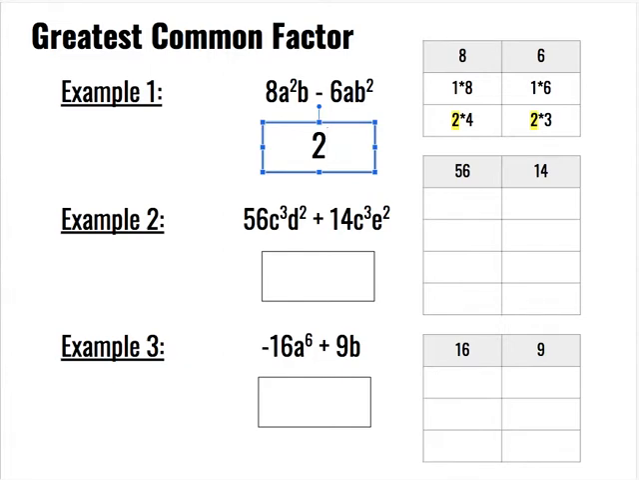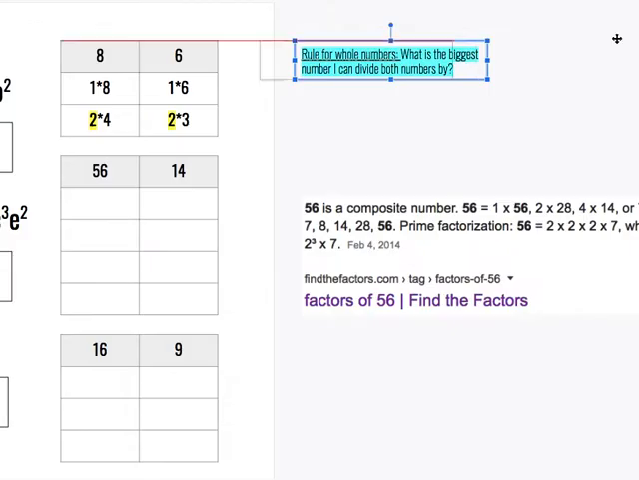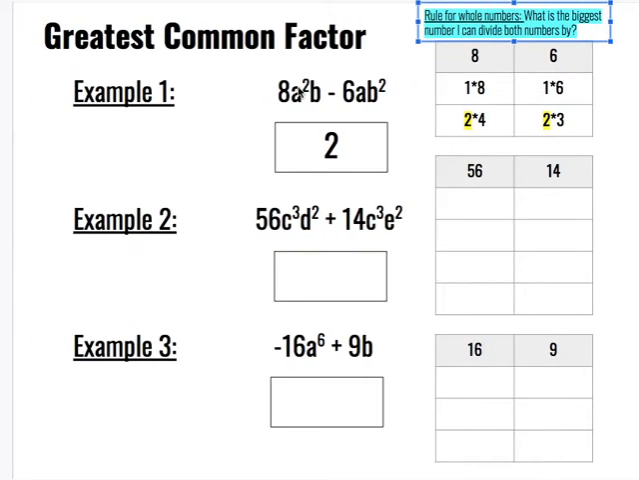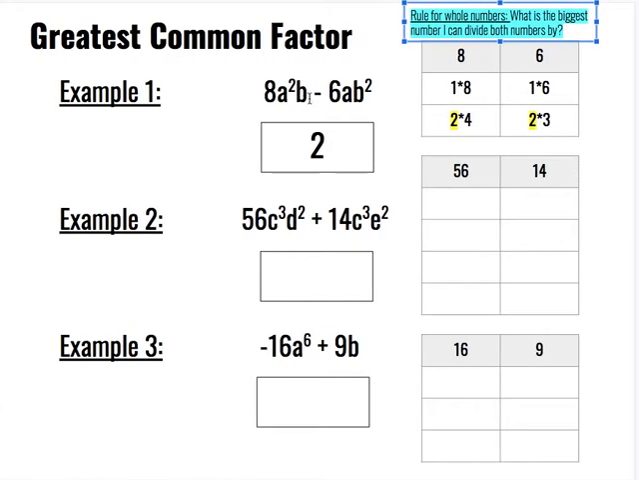So the rule when it comes to whole numbers is, what is the biggest number I can divide both of those by? So the biggest number I can divide both 8 and 6 by is a 2. So that is my greatest common factor when it comes to the numbers. Now, when we're dealing with letters, it's a little more complicated than just finding the biggest one.